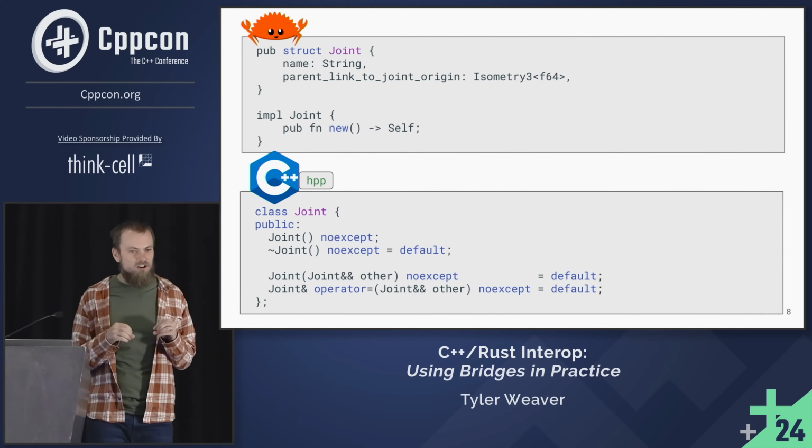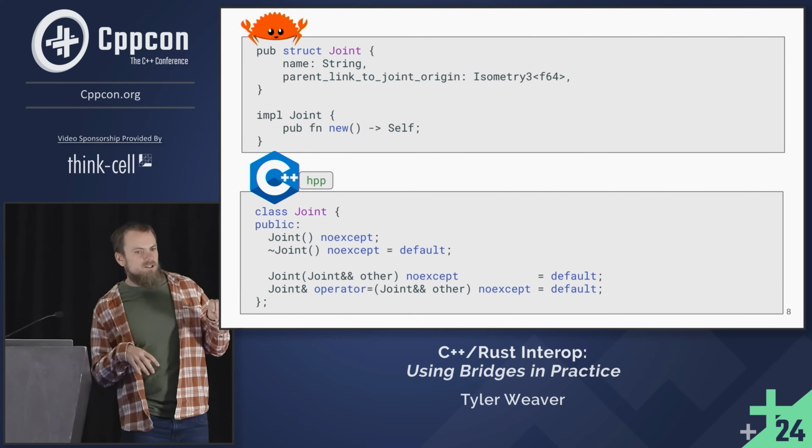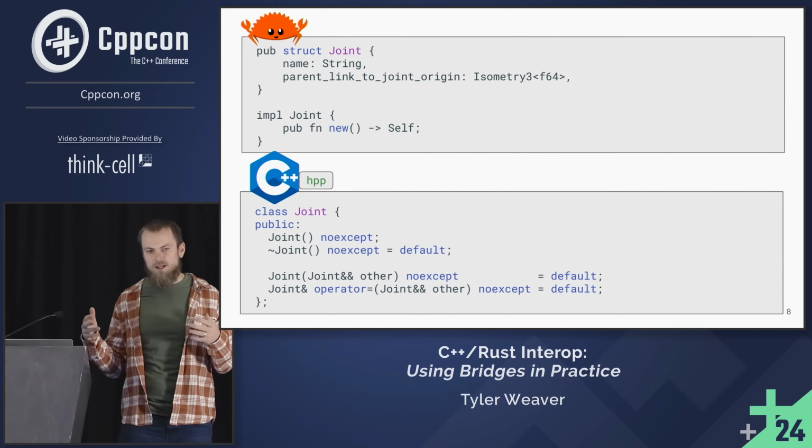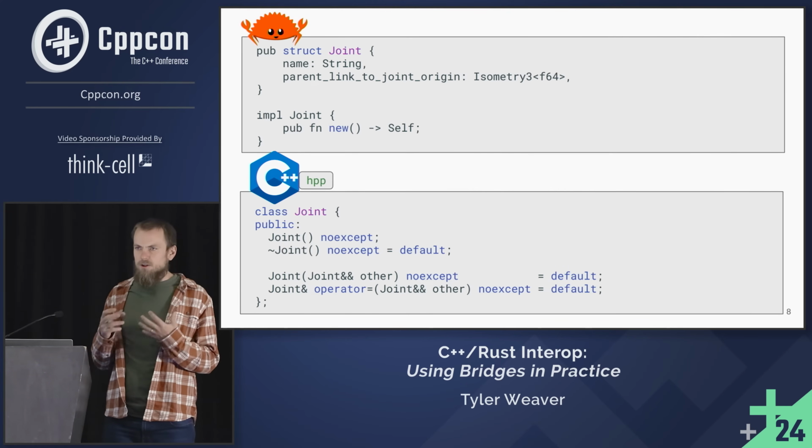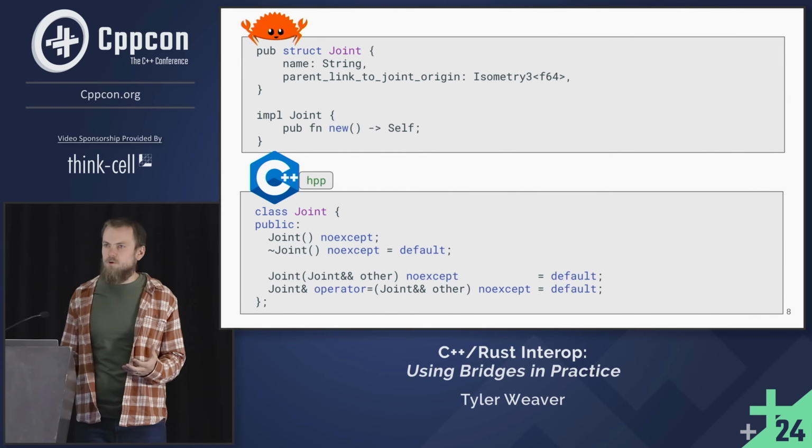So this is where we're going to start. We have a joint type. The real one had a lot more members to it, but this gives you a good flavor of it. And we have a function that will create a new one.